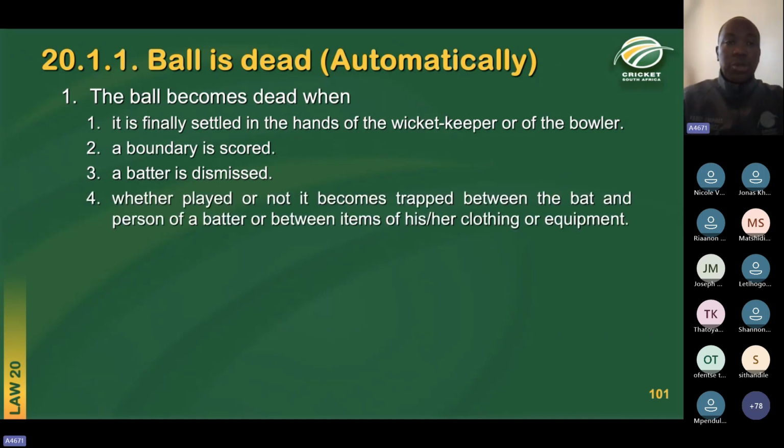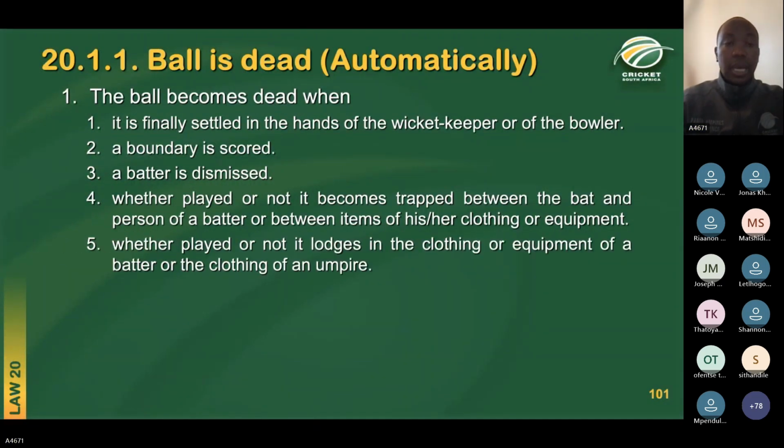The ball automatically becomes dead when, whether played or not, it becomes trapped between the bat and person of a batter, or between items of his or her clothing or equipment. Whether played or not, if the ball lodges in the clothing or equipment of a batter or the clothing of an umpire, it immediately becomes dead.